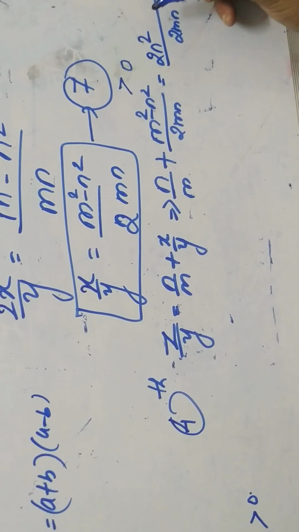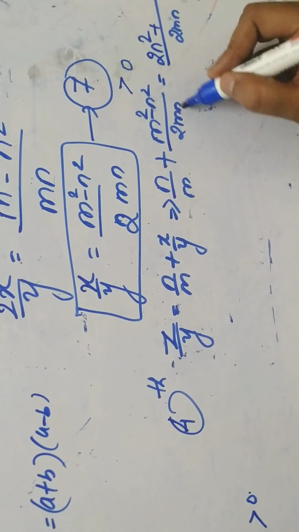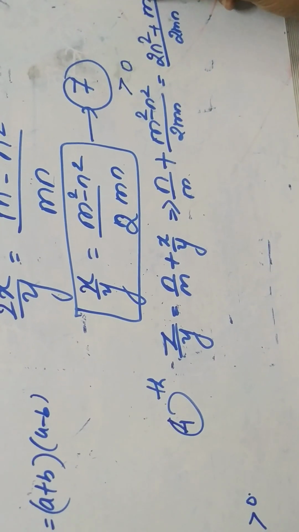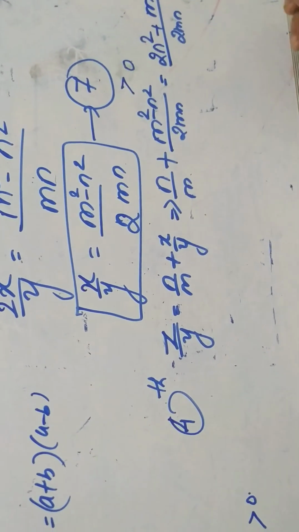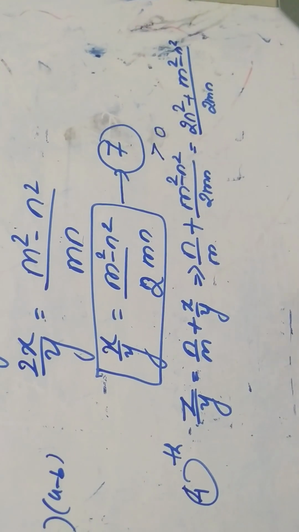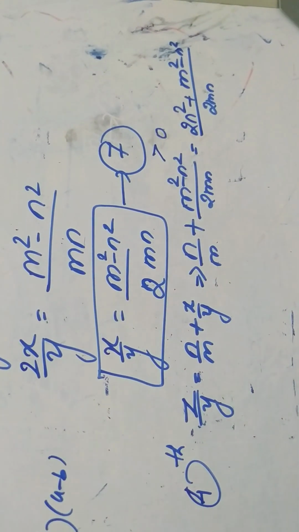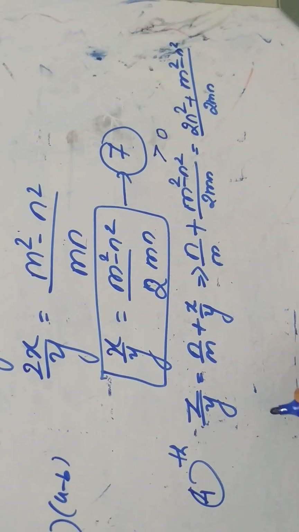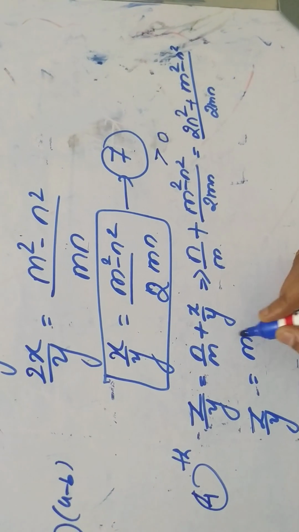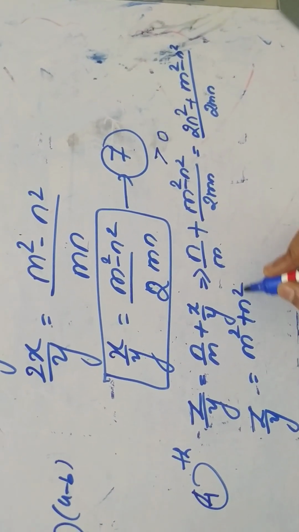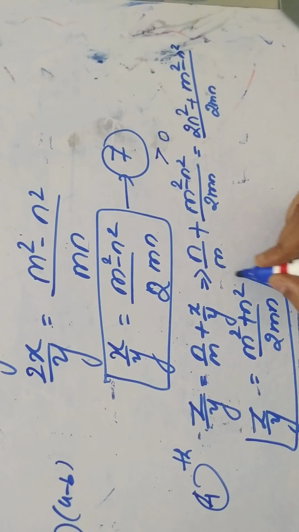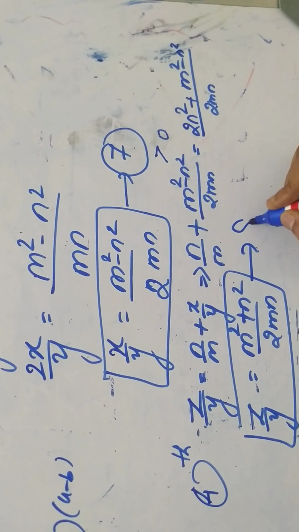N into n becomes n square. Plus same term is the LCM. So we will retain with only the numerator. So that is m square minus n square. So 2n square minus m square, on simplification we get n square. So I can write z by y is equal to m square plus n square by 2n. I'll take this as equation number 8.